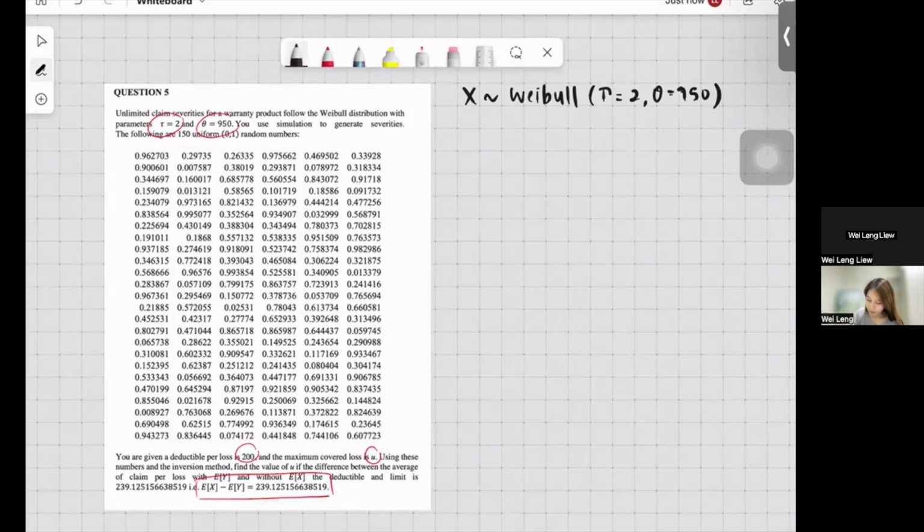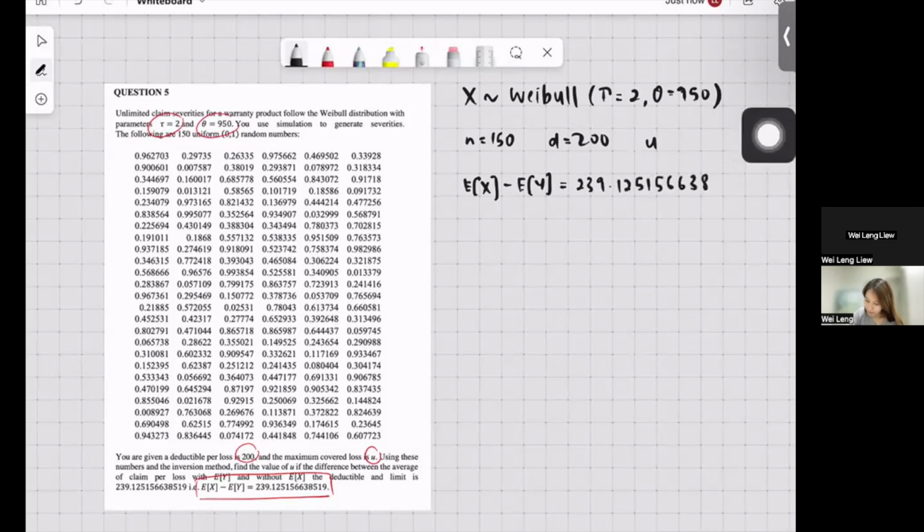So basically, we have 150 data here, randomly generated, and then D is 200. Our maximum covered loss is U, and given is that EX minus EY equals 239.125166. Okay, let's break down the steps on how we should approach this question.